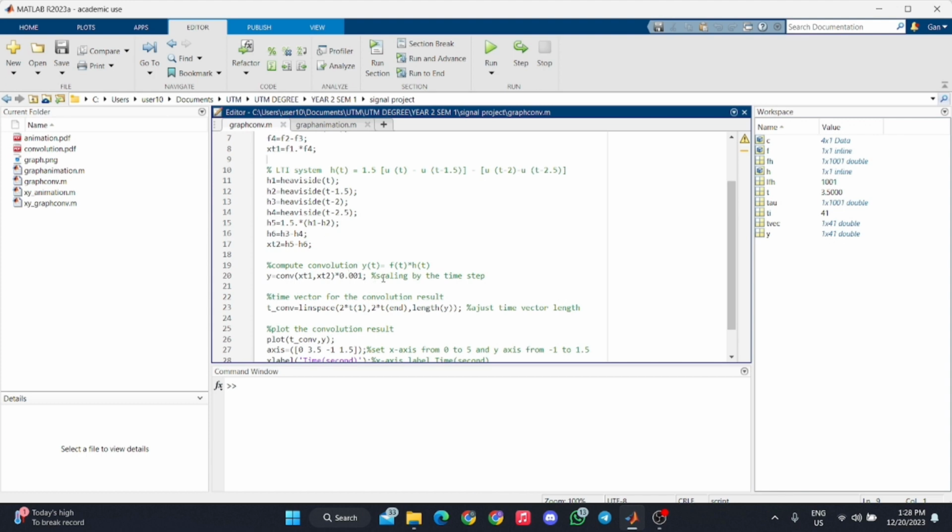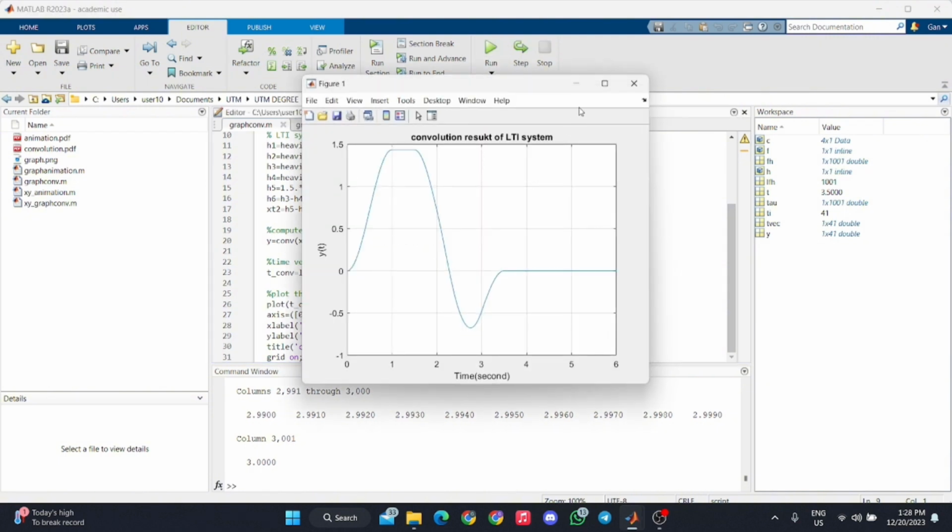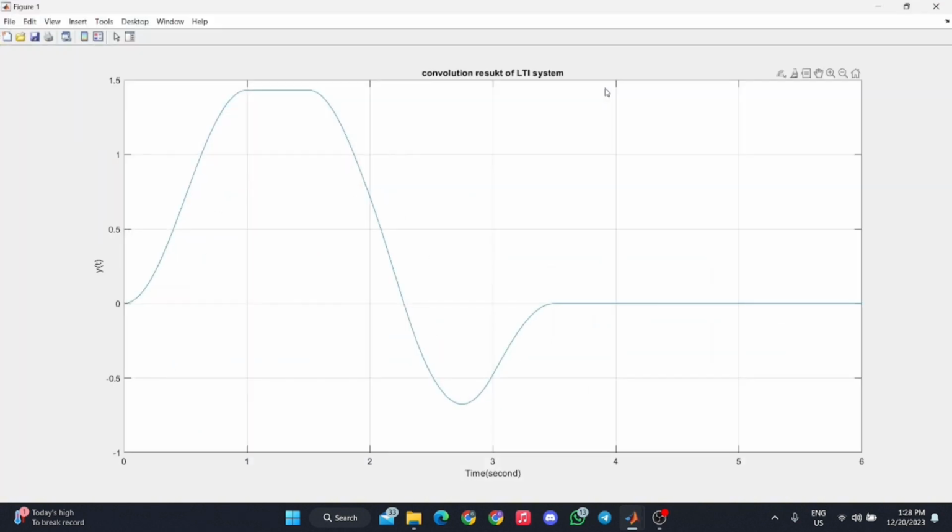For the convolution, yt is equal to ft convolved with ht. So xt1 is for our ft and xt2 is for our ht. We put the code for convolution like this. Then for the convolution result, after we get the calculation, we get the range. The range we put here for the axis. So this is the axis, put here, then we run. So this is our final graph for task 2.